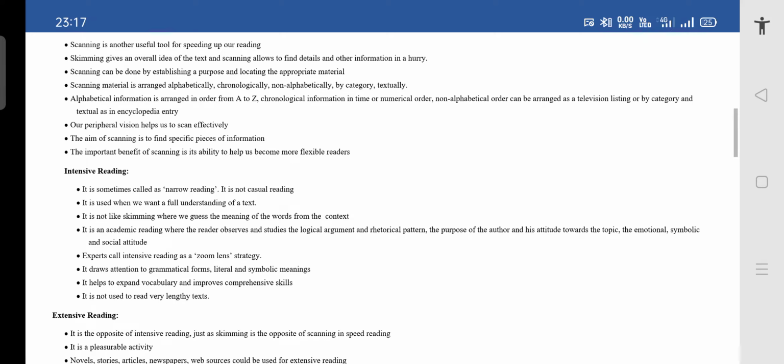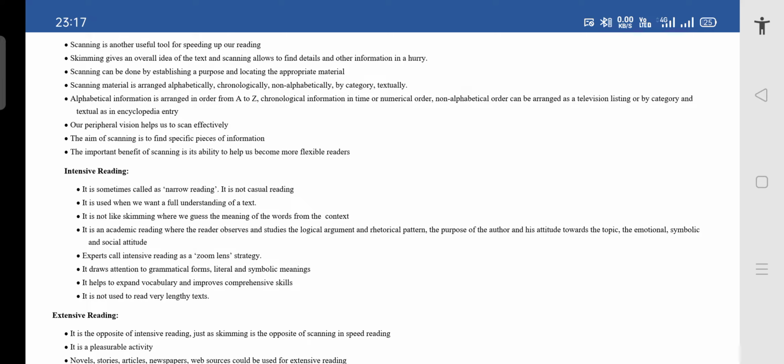Intensive reading. It is sometimes called narrow reading. It is not casual reading. It is used when we want a full understanding of a text. It is not like skimming, where we guess the meaning of the words from the context.